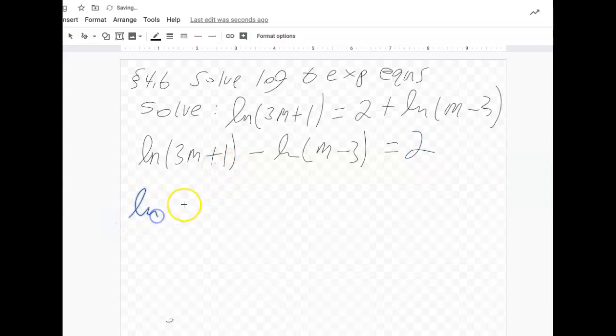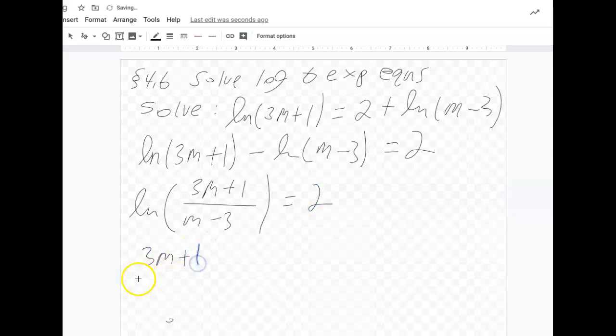So we'll end up with natural log of 3m plus 1 over m minus 3 equaling 2. And so now we can do either approach similar to last time. We can e to the both sides, or we can convert these to exponentials. So in either case, I'm going to end up with 3m plus 1 over m minus 3 equaling e to the second.